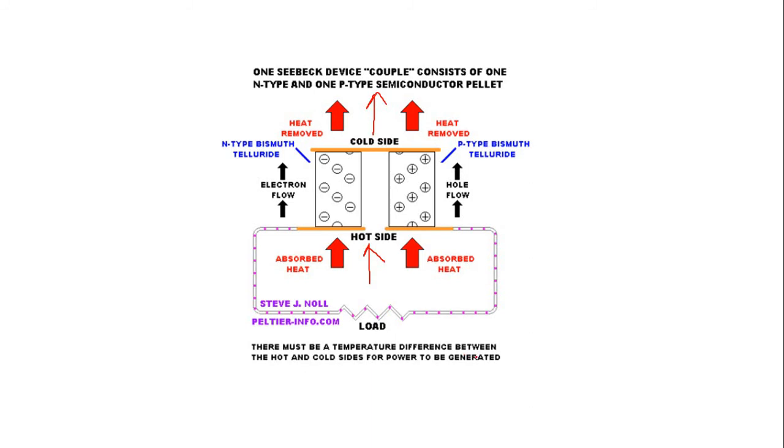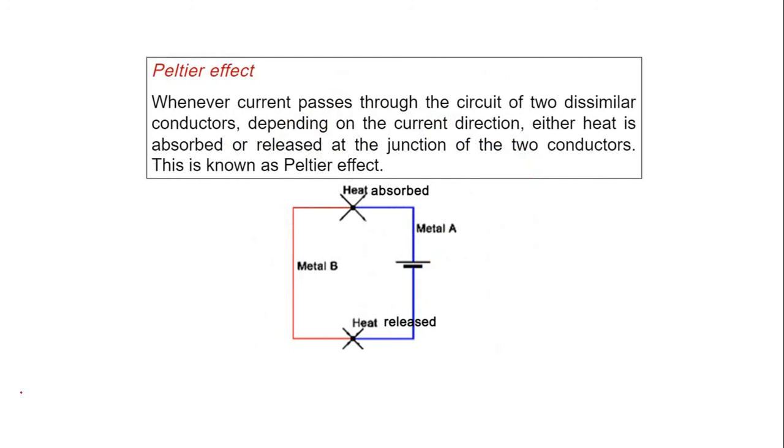There must be a temperature difference between the hot and cold side for power to be generated. If the hot side and cold side are maintained at the same temperature, there is no electron flow in this load circuit. If there is a temperature difference between these two terminals, this is the only condition when electrons flow in the load circuit. Okay, clear?